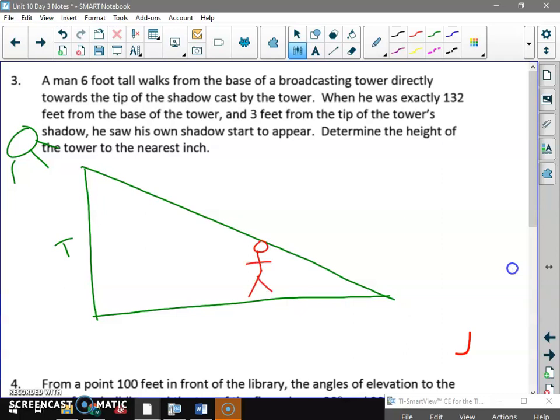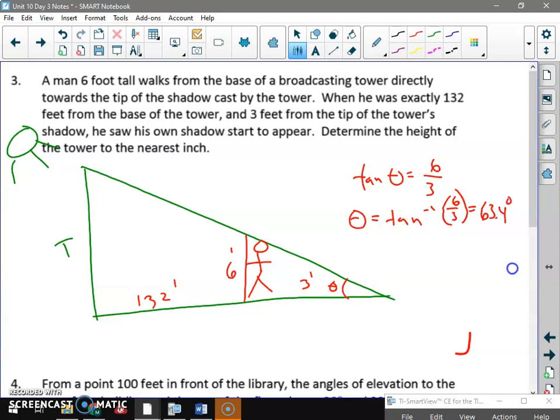So he is 132 feet from the tower. He's 3 feet from the shadow. He is 6 feet tall. From that, can we find the height of the tower? So let's do this. Let's find theta. We know 6 and 3, so that's tan. Tan theta equals 6 over 3. Theta equals tan inverse of 6 over 3, to the nearest tenth of a degree, 63.4 degrees.